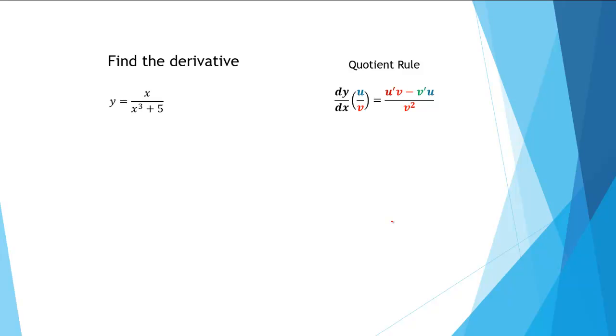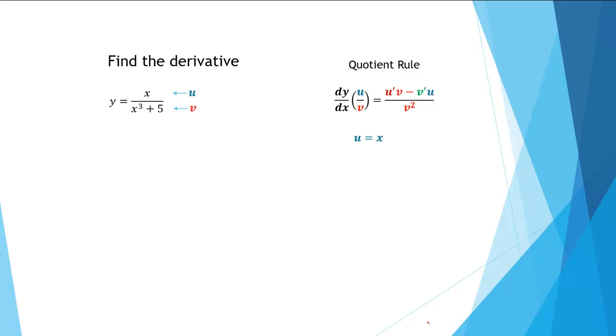The quotient rule states that the derivative of a quotient, u divided by v, is equal to u prime times v minus v prime times u, all divided by v squared. We're given u and v from our problem. We're given the numerator is u, and we're given the denominator is v. Now we'll list out the rest of the elements to complete the quotient rule.